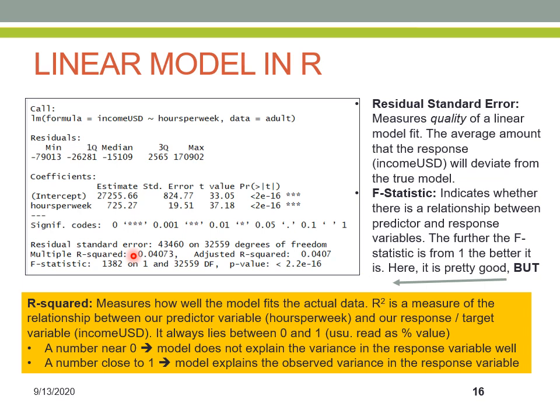So, in other words, if our number is very close to 0, which this one is, that means that the model does not explain the variance in the response variable well. If our number were closer to 1, which would be 100%, our model would explain our observed variance in the response variable pretty well. Well, here, not so much. Let's see if there is maybe a different variable that we can work with.